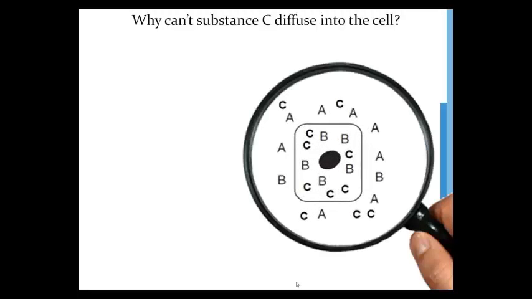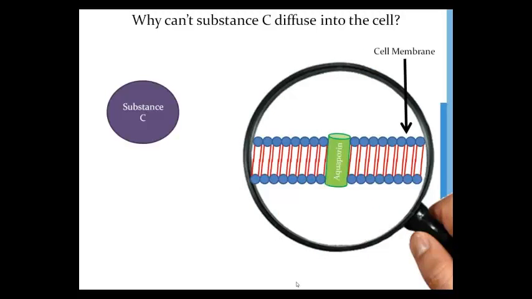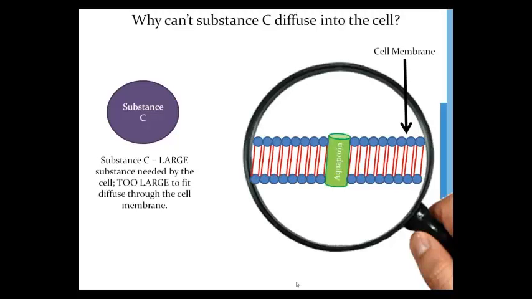Next question, why can't substance C just diffuse into the cell? So once again, we can go ahead and zoom in on our cell membrane. Substance C is a large substance needed by the cell. It's too large to diffuse through the cell membrane. So even though it's not strongly charged, it's just too big to fit through the membrane. If it tries to come in contact with the membrane to get through, it's just going to bounce off because it's too big.